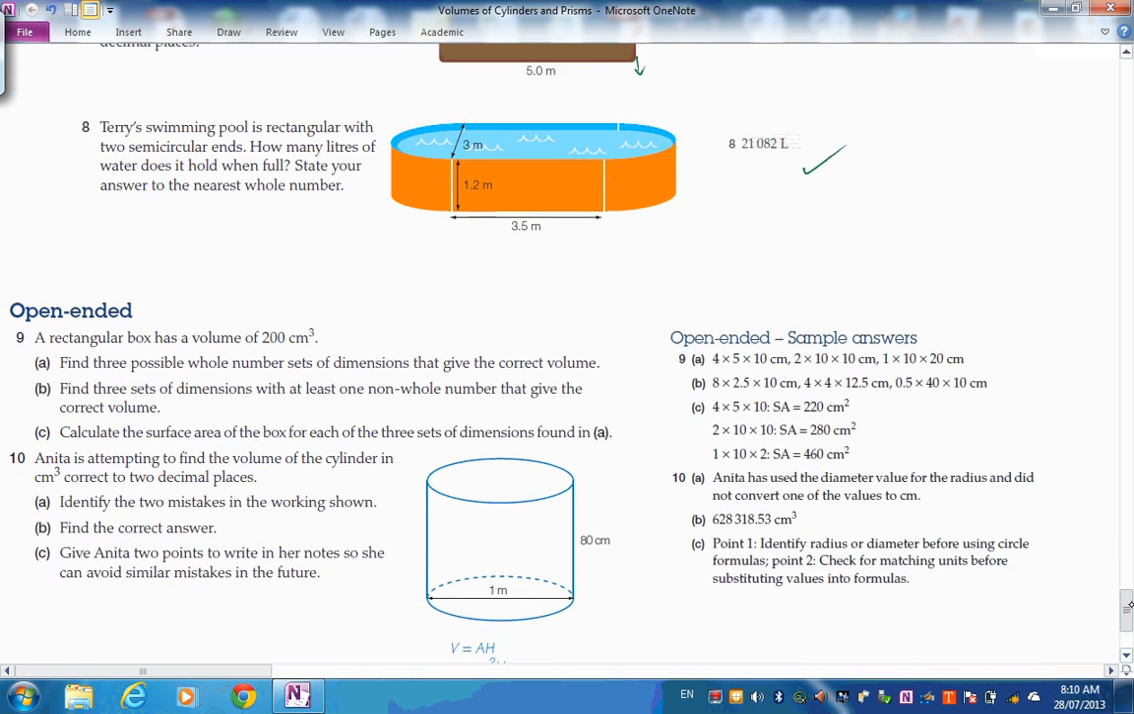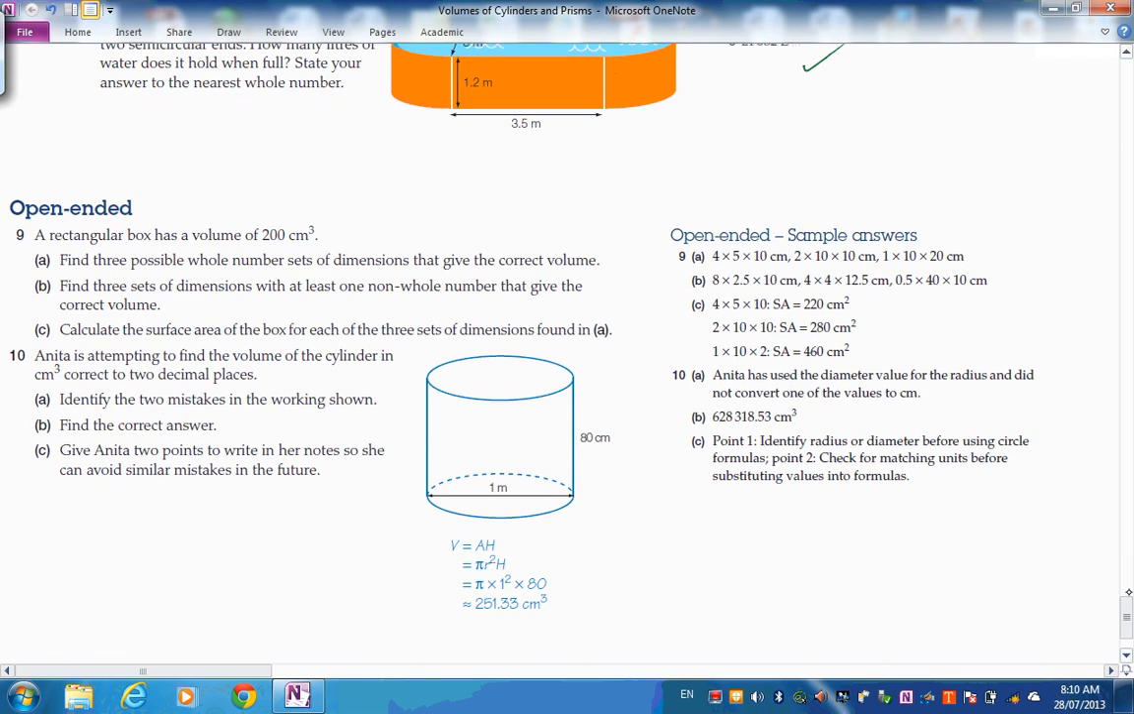Come down now to the last level here, the open-ended questions. You've got to sort of devise your own diagram and think about possible answers. So again, there's just sample answers here. But if you can get to that level, you've done really well.